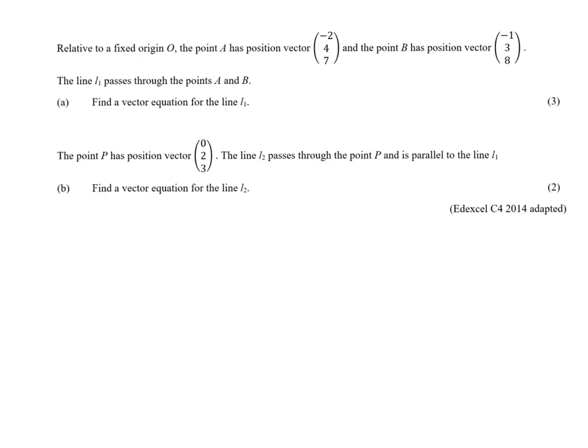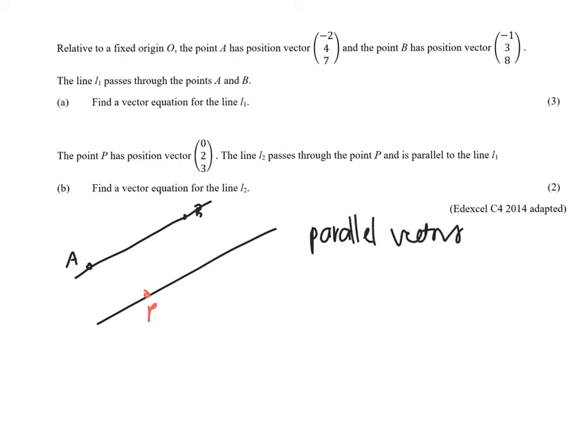Part B, we're told that the point P has a position vector (0, 2, 3). L2 passes through the point P and is parallel to the line L1. Okay, well, here's our line L1 again. We've got our points A and B, we've got a line through them. We've then got another line parallel to it, and on that line there is some point P. Well, we know that parallel vectors are just multiples of one another. So all we're doing then is just taking that same direction vector, the thing that dictates the orientation of our line, and saying it must be a multiple of it.